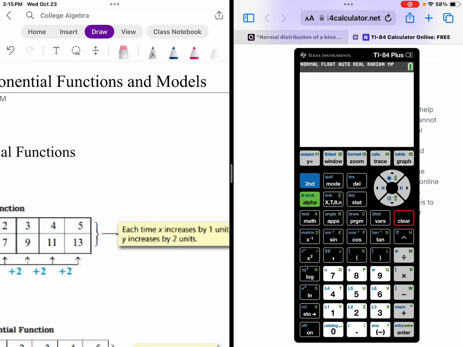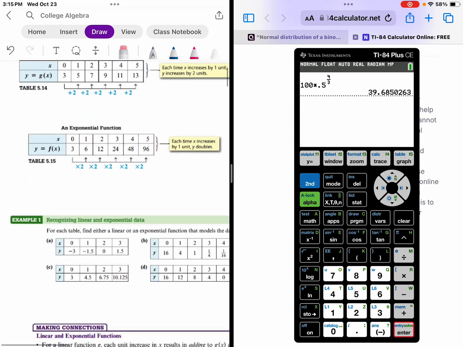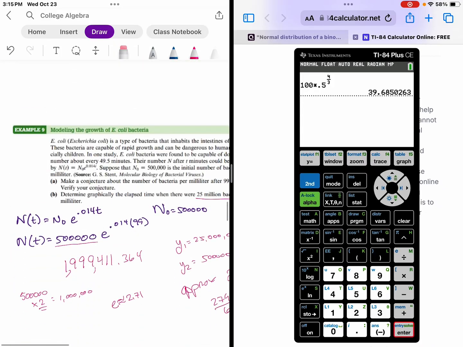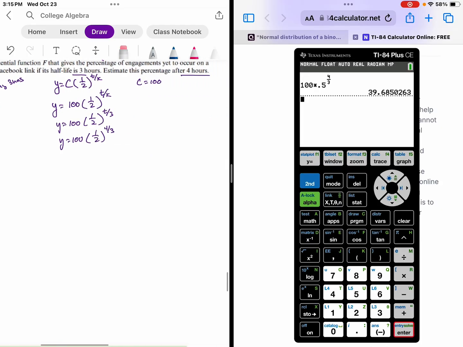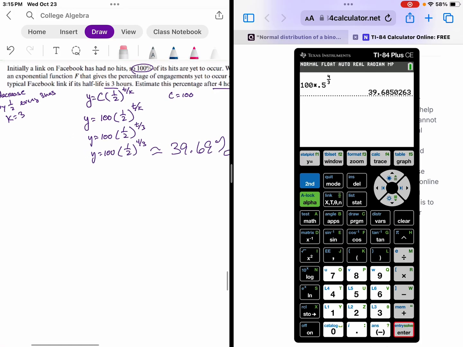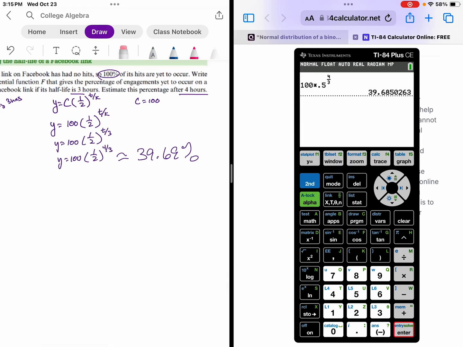So we're going to say, all right, what is 100 times, instead of doing 1/2, I'm going to do 0.5, and then raise it to the 4/3 power. Then I'm going to hit enter. Now what we get to say here is that's approximately 39.69%. So there's roughly going to be 39.69% at that time.